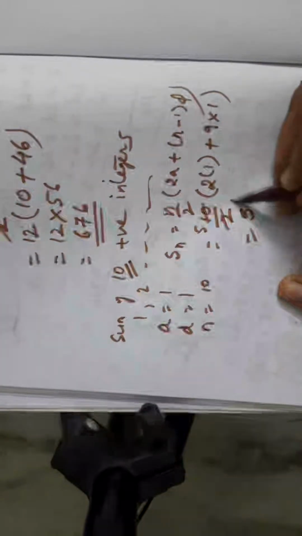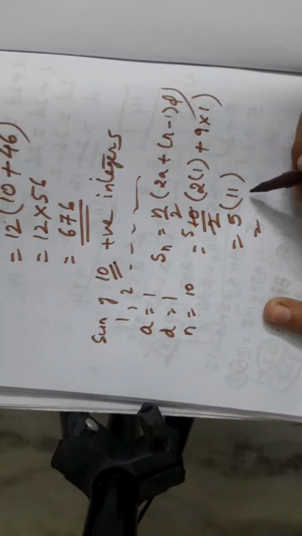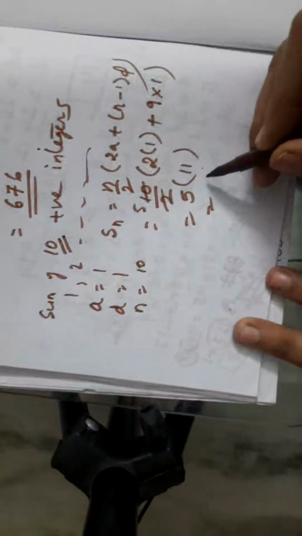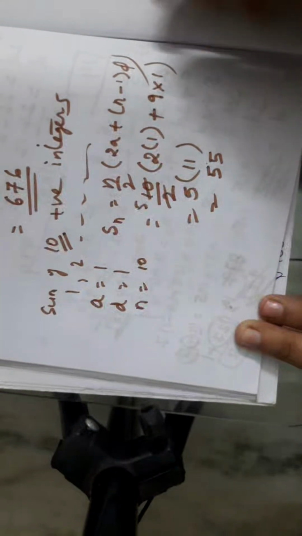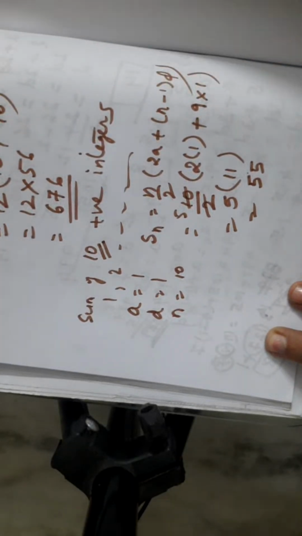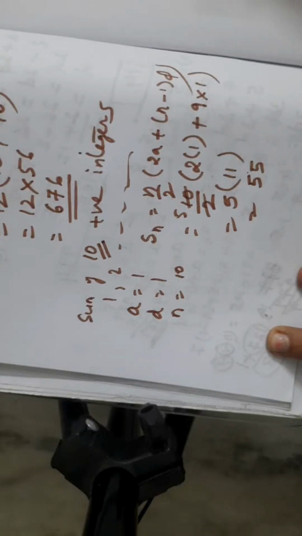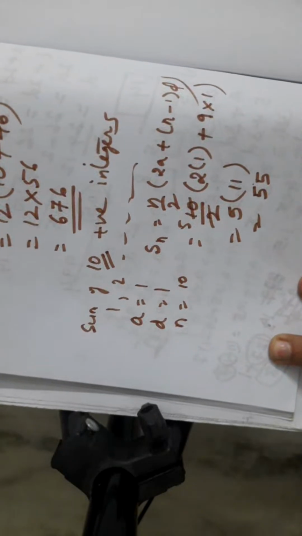So 5 multiplied by 2 plus 9, 11. Thus the answer is 55. So this is how you can find out sums very easily. So little practice is needed for this chapter. Out of last exercise 5.3, few problem sums are there which are very important.